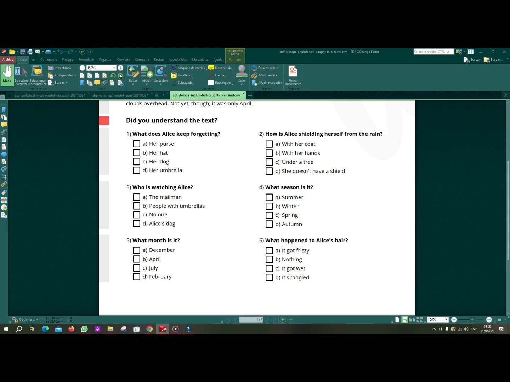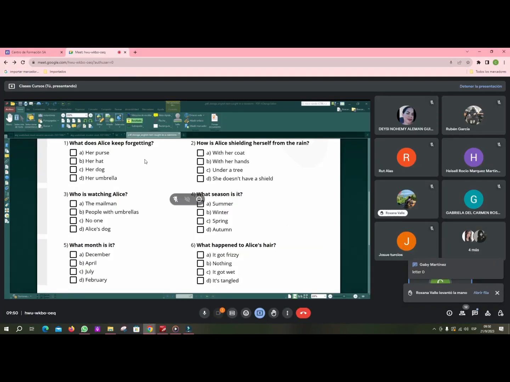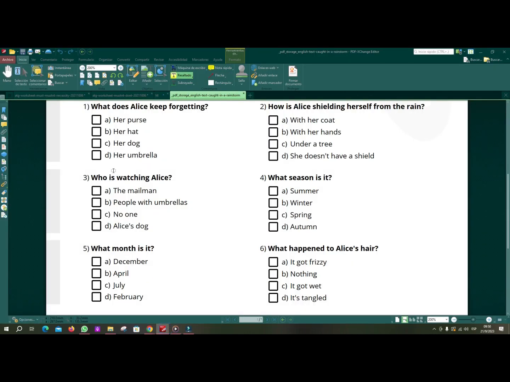Okay, so guys, let's answer those questions. What do you think about the first one? What does Alice keep forgetting? A, B, C, or D? Which could be the answer here? What do you think about that? Yes? Okay, Miss Roxy, tell me. The umbrella? The umbrella, yes. That would be Miss Roxy and Gabby. Nice.